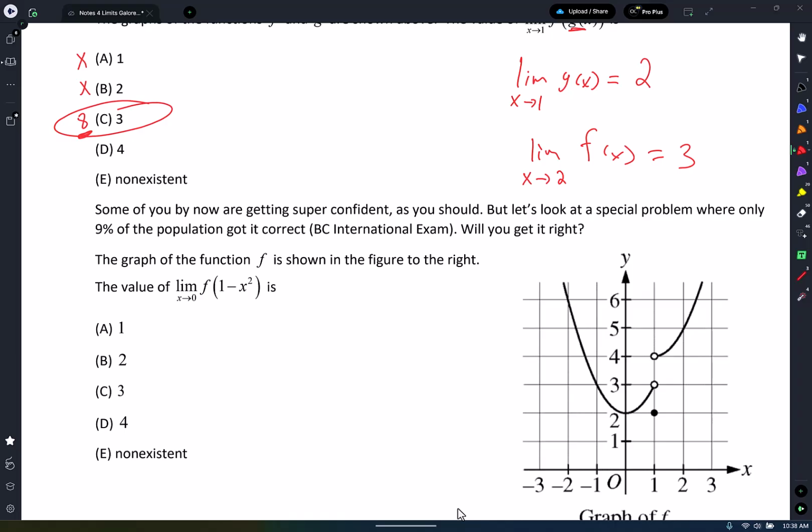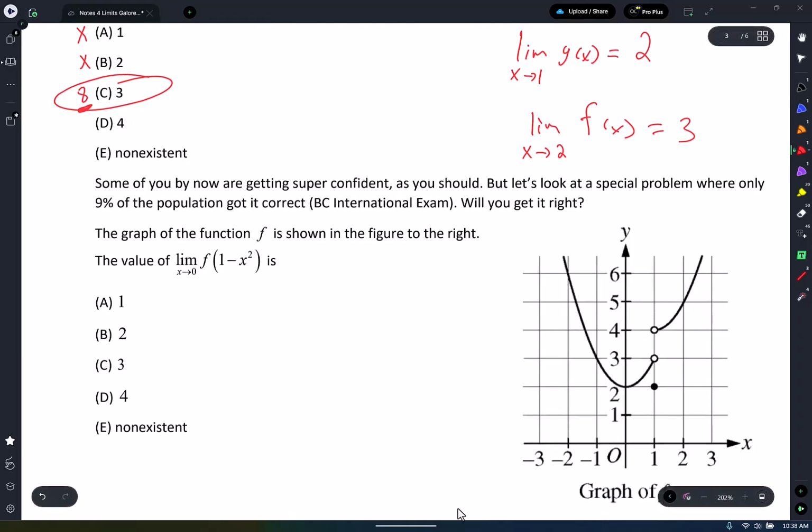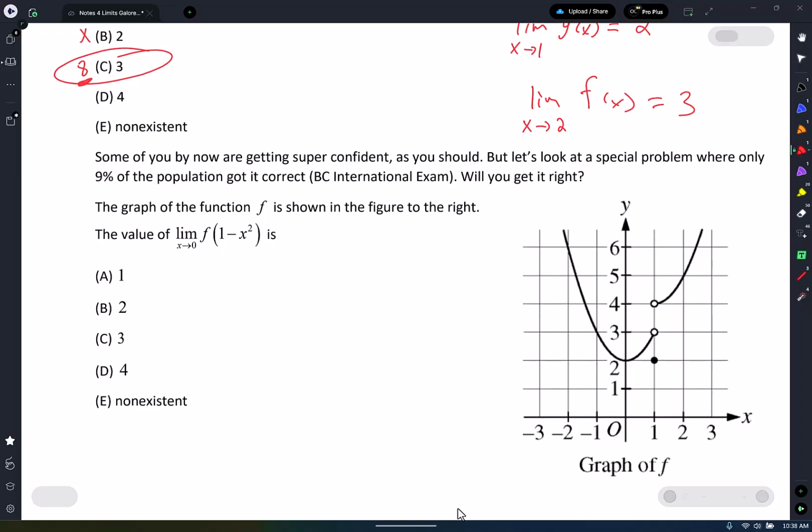This question was on the BC exam. It didn't come out on the AB. And this question that you're looking at was the hardest one for the BCers. Not Lagrange error, not series, not any of the BC topics. It was an AB topic that was hardest for them. What percentage of the BC got it right? Here it is. 9% of the BC kids that took this test, international exam, got it right.